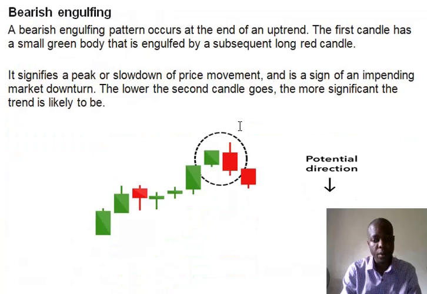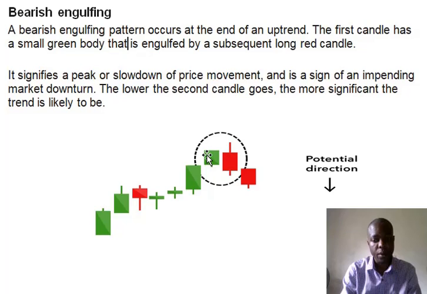So the next candle now, we have the bearish engulfing candle. The other time we discussed the bullish engulfing candle. So now we have the bearish engulfing candle. The bearish engulfing pattern occurs at the end of the uptrend, as you can see.